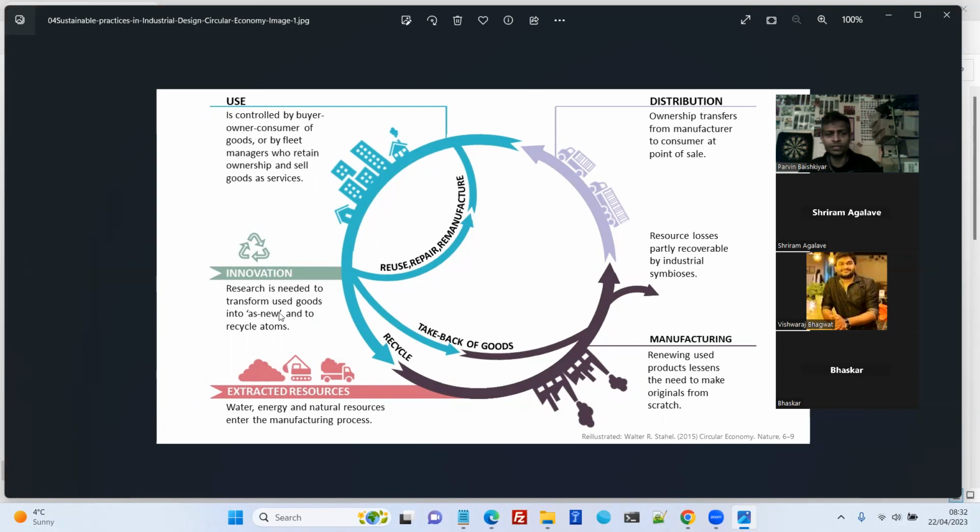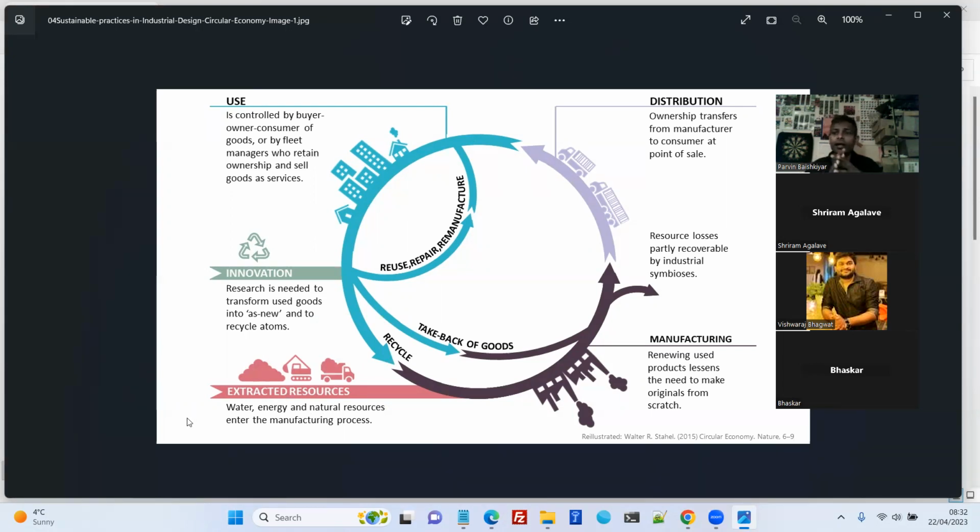So basically, innovation, right. This is a kind of circular. And once you have a circular economy, it's very difficult to realize where it is starting, even what the starting point is, right? I think it starts from here, extracted resources.